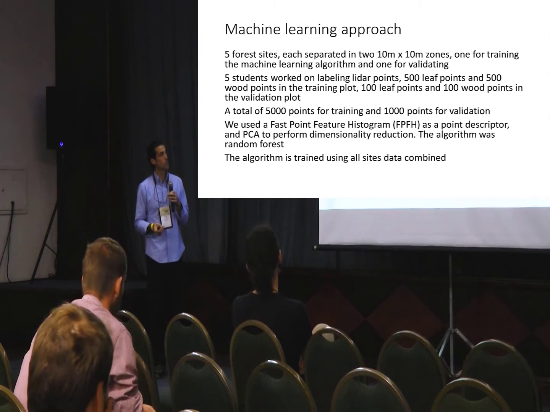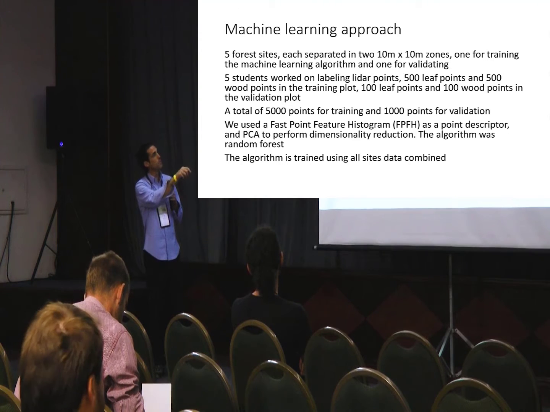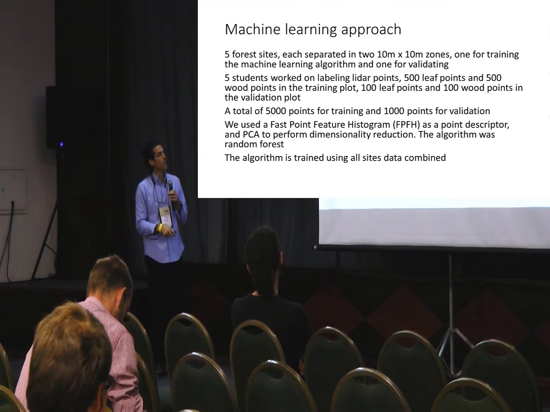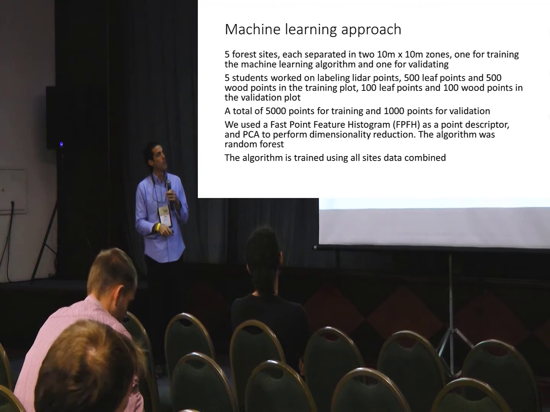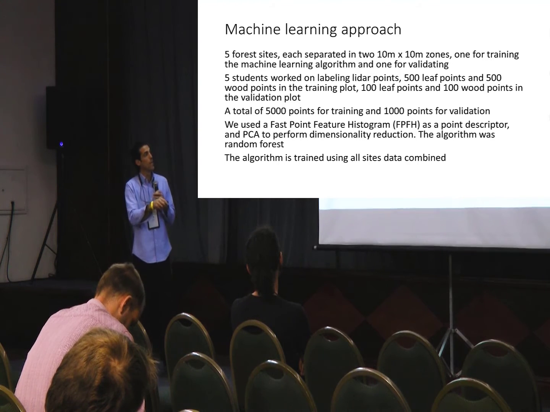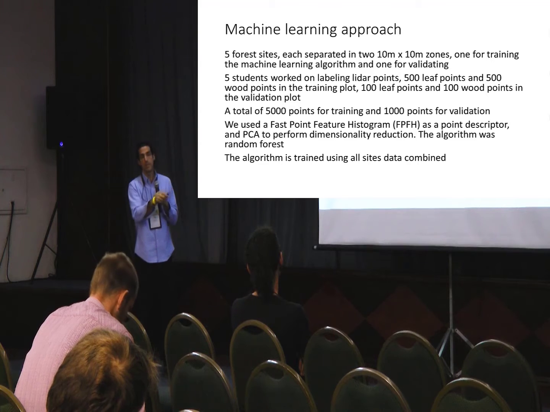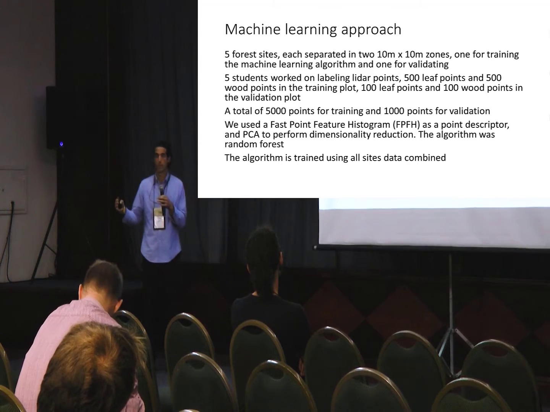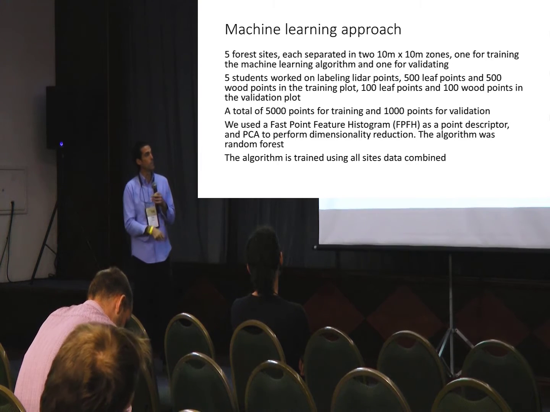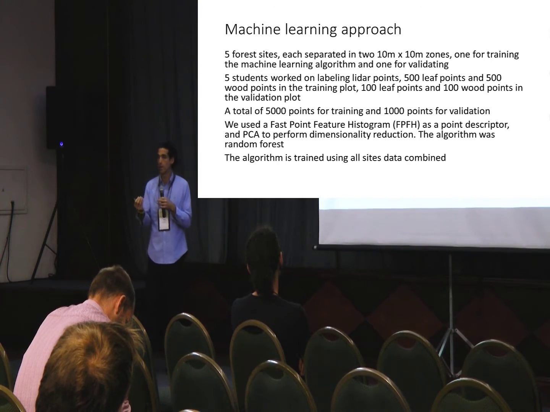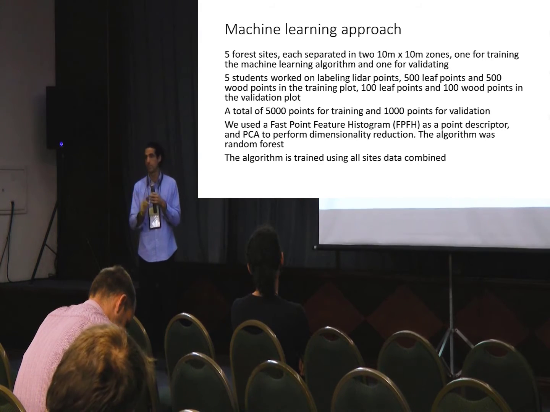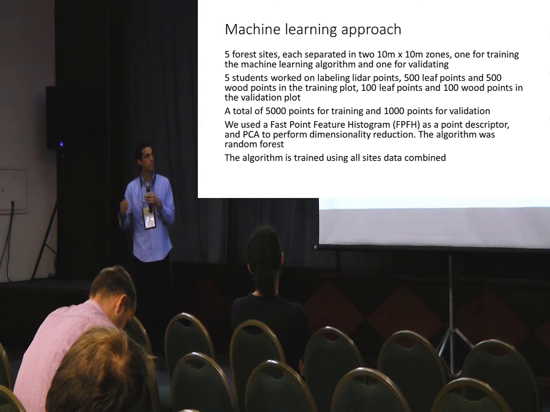For the machine learning approach, what we did is we added one site here in New Brunswick to the 4 I just showed, which is red maple, pretty low canopy, disturbed, quite young. And we took two 10 by 10 areas within the 50-meter areas that was scanned, one for training the algorithm and one for validating. And then 5 students did the work of tagging points and deciding, is this a leaf, is this wood? So 1 student per site.